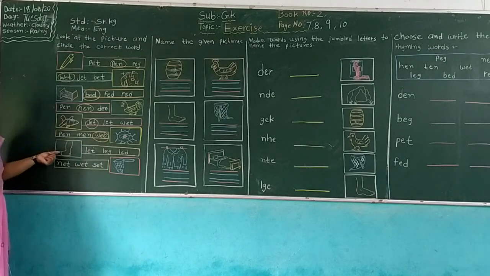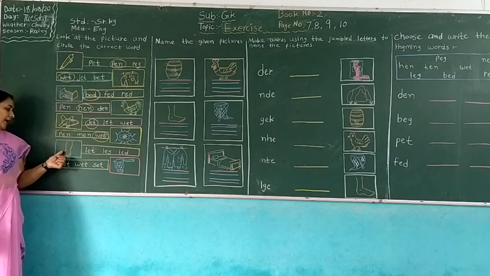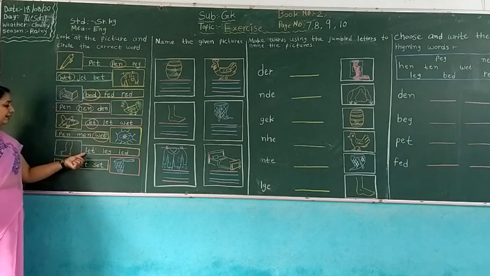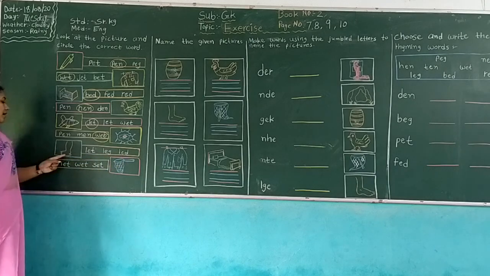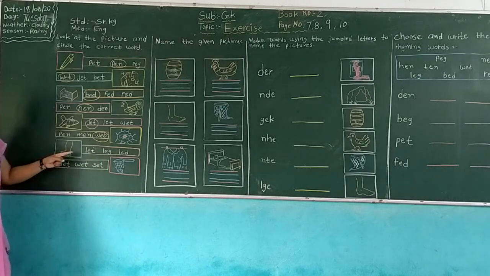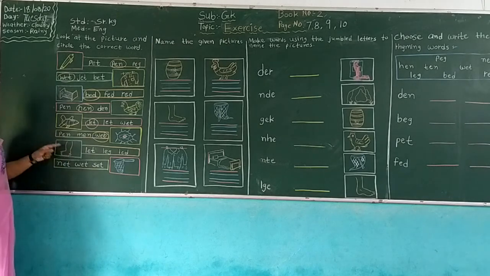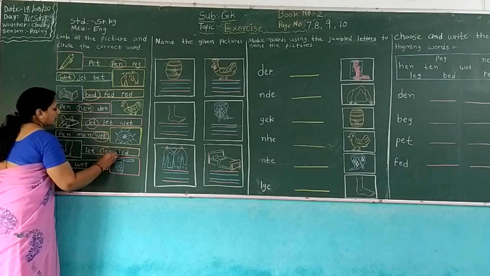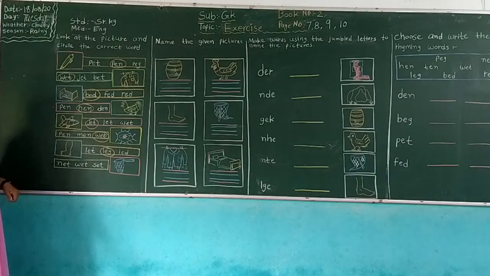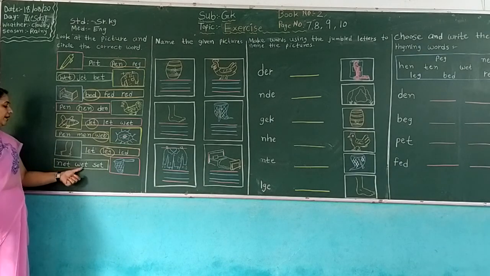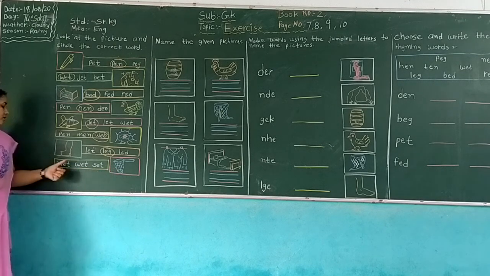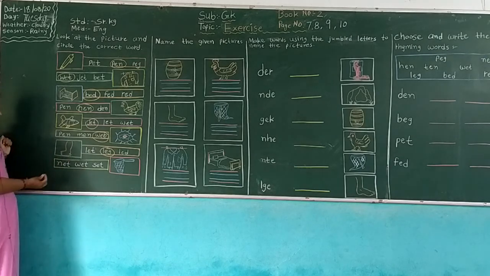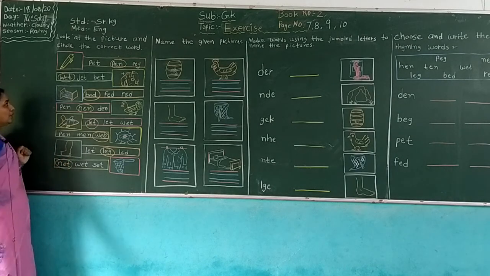Now, next picture is a leg. Your leg. It's one of your body parts. Leg, leg. Now read with me. Leg, leg. Now which word is related to the picture? Leg. Then the next is a net picture. Which picture? Net picture. So we circle the net. Okay, children.